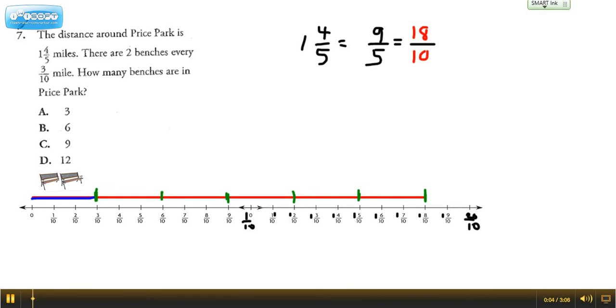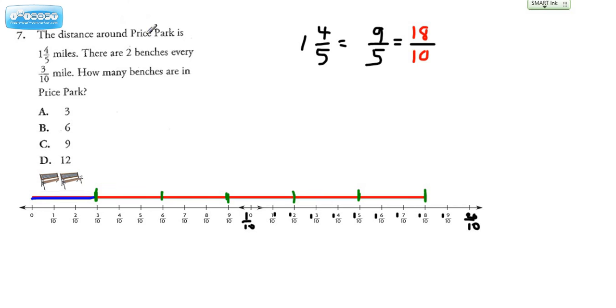We're taking a look at question number 7. The distance around Price Park is 1 4/5 miles. There are 2 benches every 3/10 of a mile. How many benches are in Price Park?